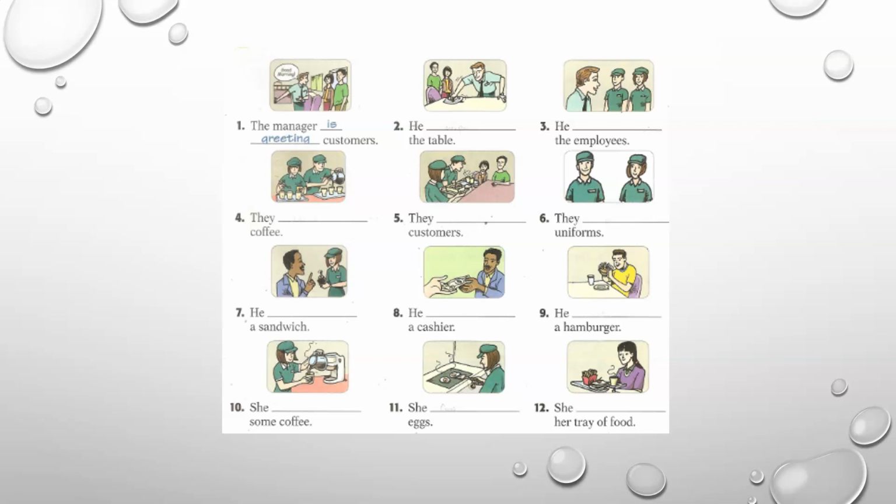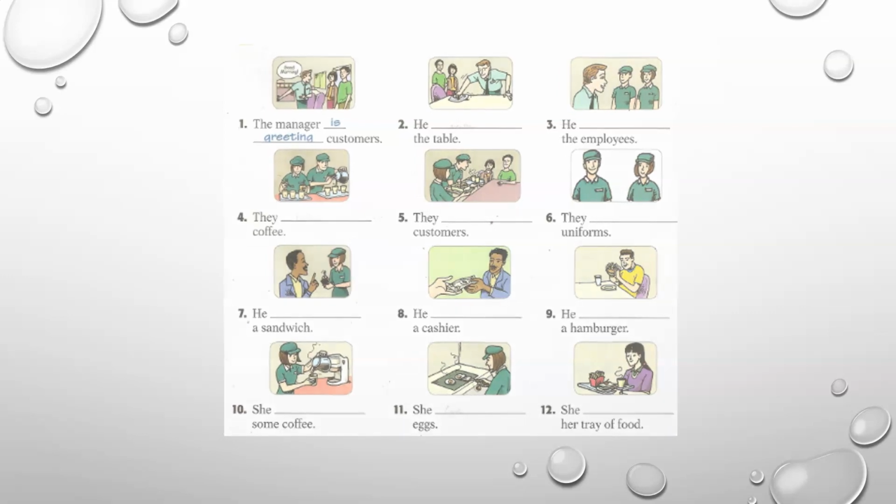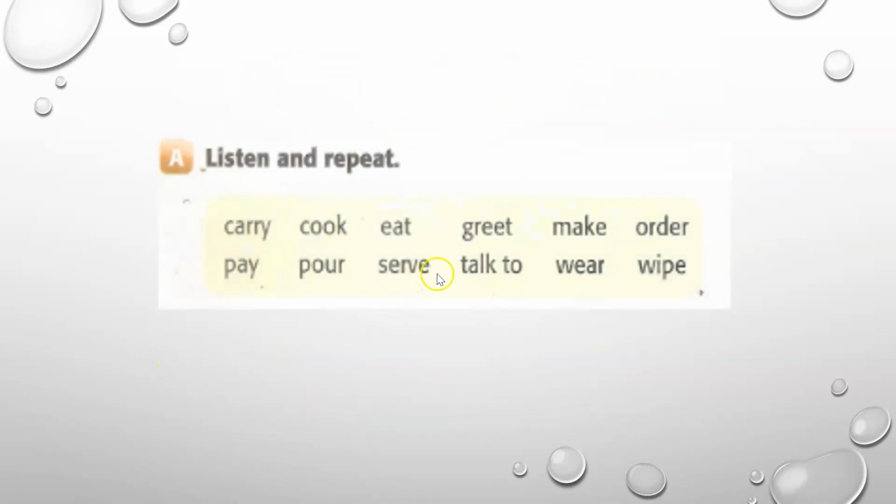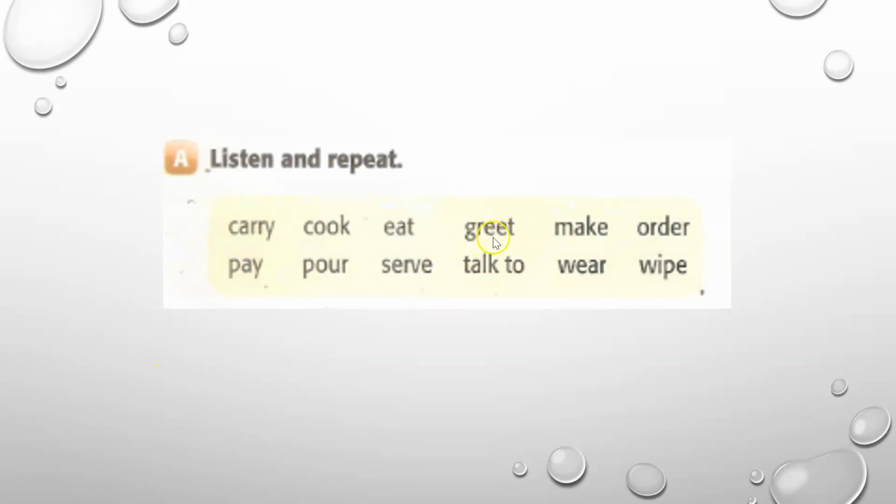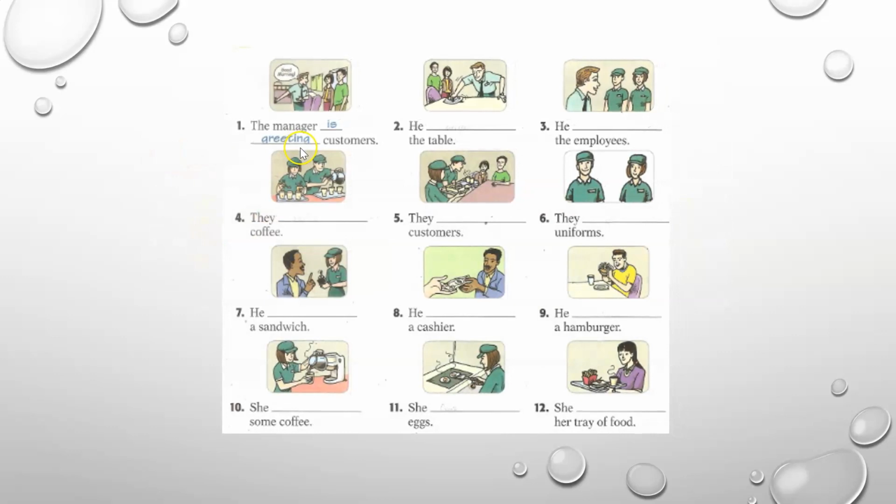For example, number one, the manager is greeting customers. So the manager is saying, good morning. He is greeting customers. So we have the verb greet here in this yellow box. So we use it in an ing form, in a progressive form, greeting, ing. So one more time, the manager is greeting customers.